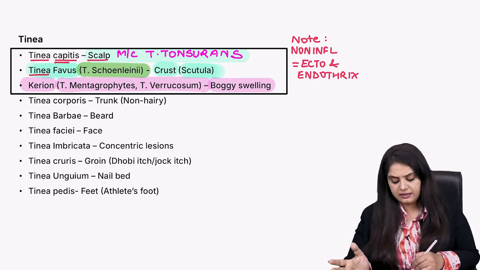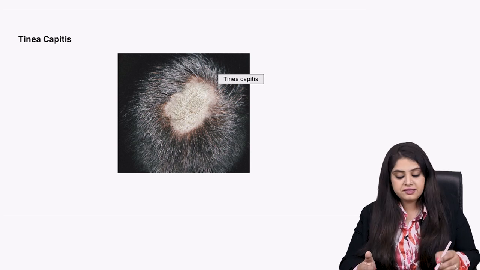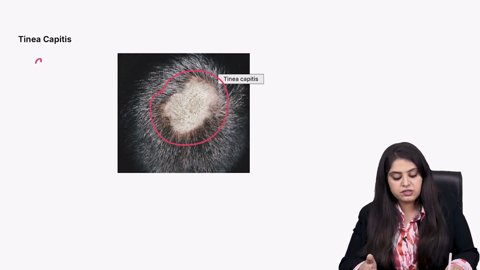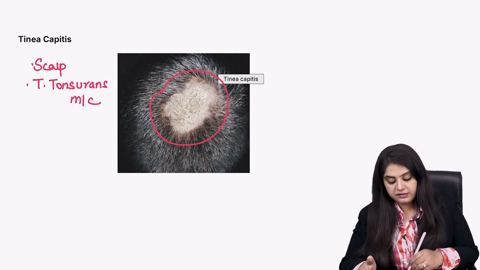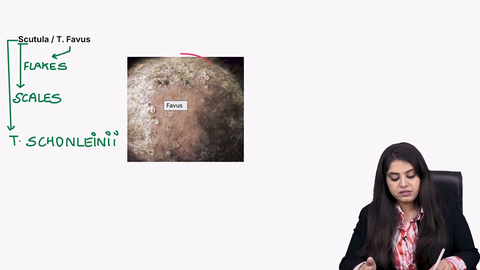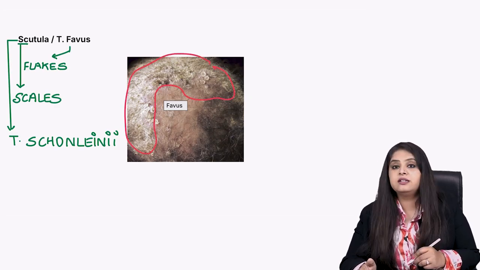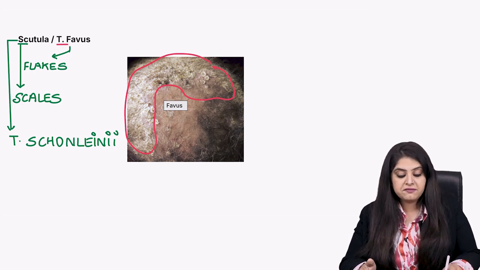You won't understand anything without pictures, so here you go. This is tinea capitis, where you can see the infection is present on the scalp, and I just now told you that it is Trichophyton tonsurans, which is the most common fungal infection causing this. Now on the same scalp, if you start seeing the presence of these crusts, which you can visualize very clearly over here, that is known as tinea favus.